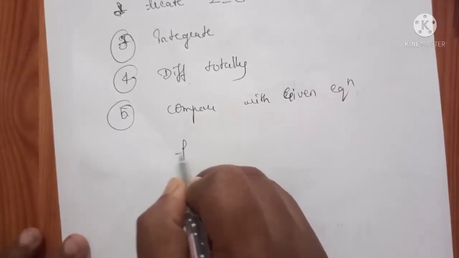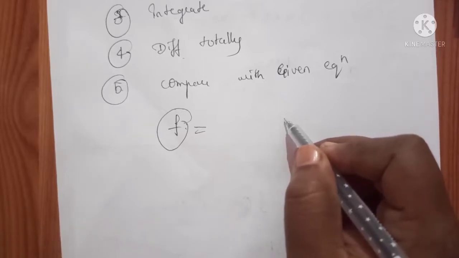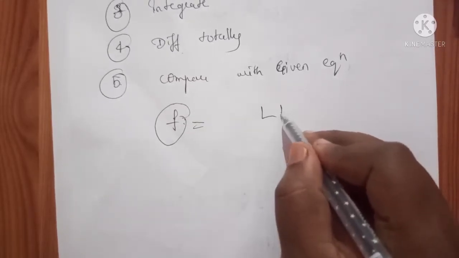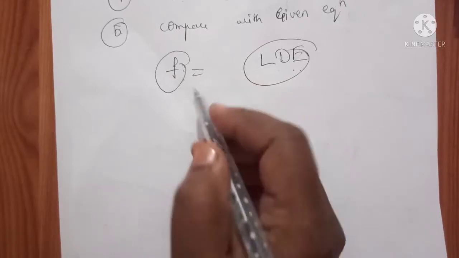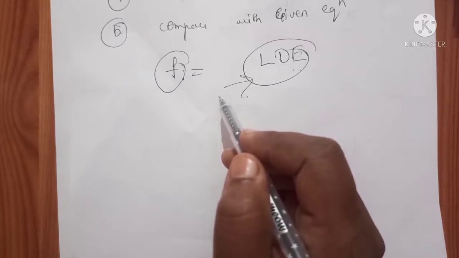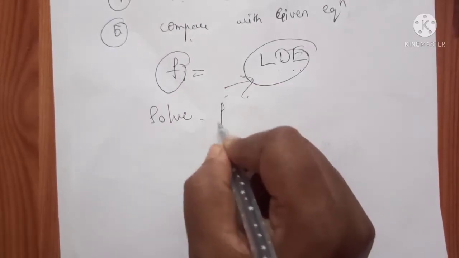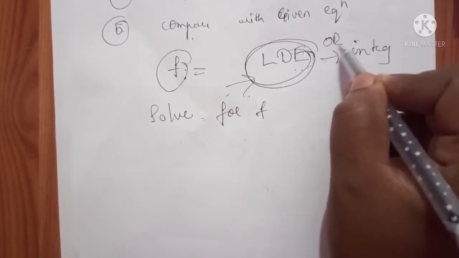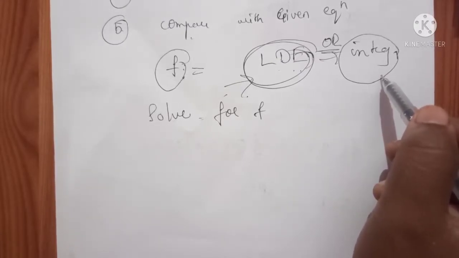Then we get the f value, that is, one of the equations in terms of f. In different cases we get different forms of the equation. In this particular example we got f in terms of an LDE, a linear differential equation of first order, so it can be solved using the LDE method. Sometimes we get a simple equation which can be easily integrated, so simply we have to solve for f. After comparing with the given equation we solve for f, by the LDE method or the simple integration method. In the next example we solve f by the simple integration method.